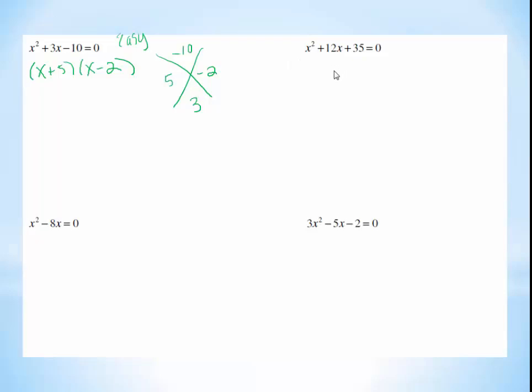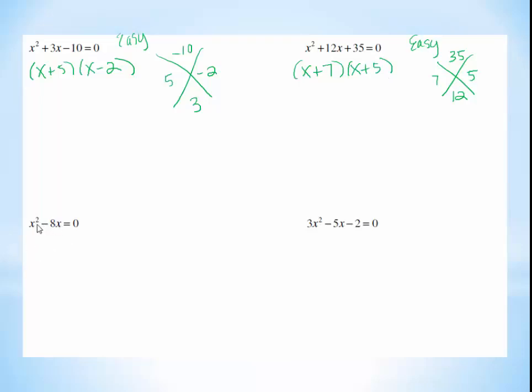Okay, how about these ones over here? So what we're going to do is look at this. It's an easy method again. What numbers will multiply to give me 35 and add up to 12? Have you thought of them yet? 7 and 5. So we're going to go x plus 7 and x plus 5.